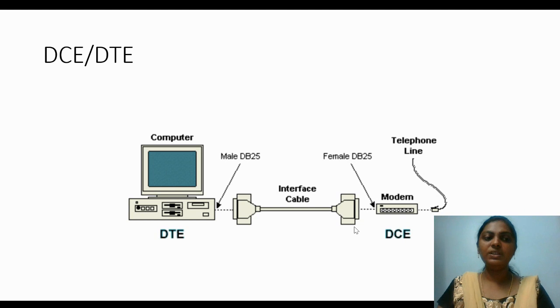So these are the activities of the DCE, and one more important thing is it sets the clock rate which is needed. So these are the two major equipments, the DCE and the DTE.